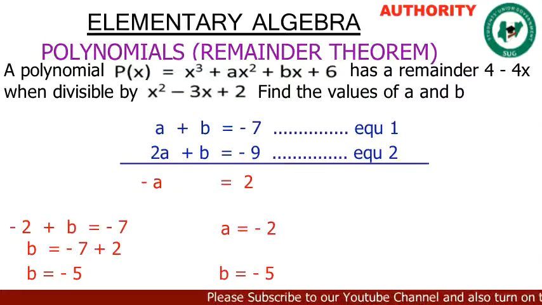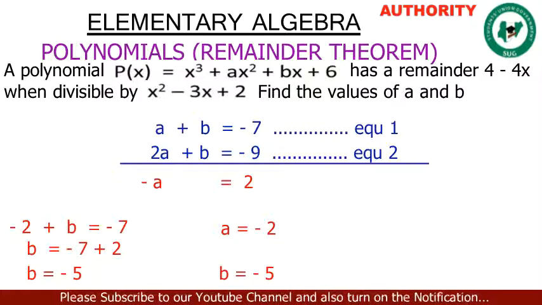So we have solved this polynomial, and we come to realize that our value for a is minus 2, and our value for b is minus 5.